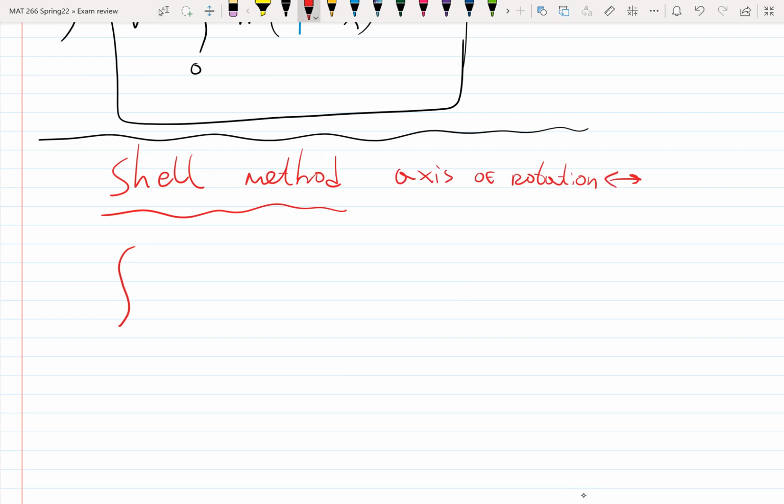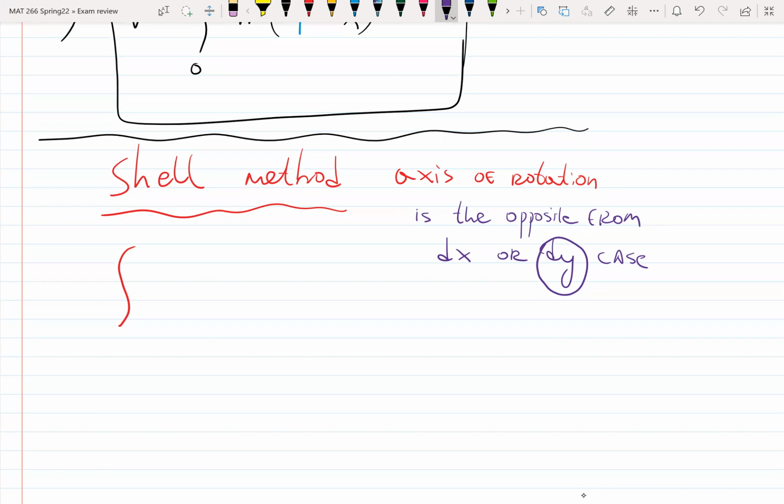How to write in English the opposite? Changed. Different from. Actually, I have it here: rotation is around, and so on. It is the opposite from the x or dy case, kind of like that. That's what I'm trying to say. Axis of rotation, if it's around the x-axis or something parallel to the x-axis, you will choose the dy case. If it's the y-axis or something parallel to the y-axis, you will choose the dx case.